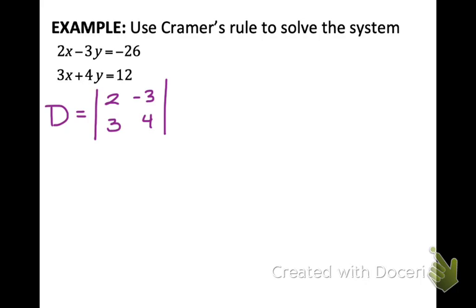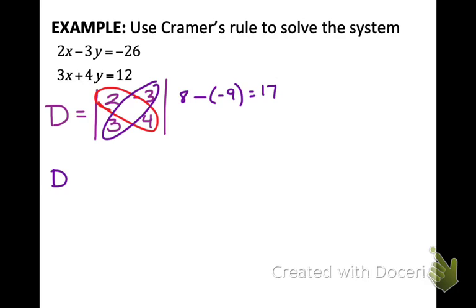What's my first product going to be? 8. Yep, because we're going to do 2 times 4, which is 8. And then I'm going to subtract from that -3 times 3, which is -9. So 8 minus a -9 gets us 17. Good.